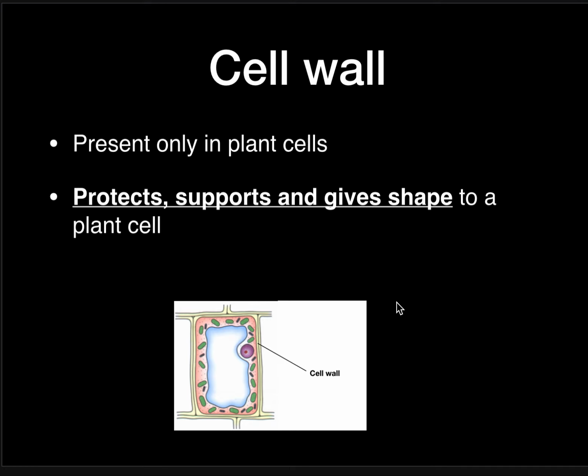And then the cell wall, which is only present in plant cells. It protects, supports, and gives shape to a plant cell. That is why the shape of a plant cell is usually regular, because it is rigid and it can protect and support the plant cell.